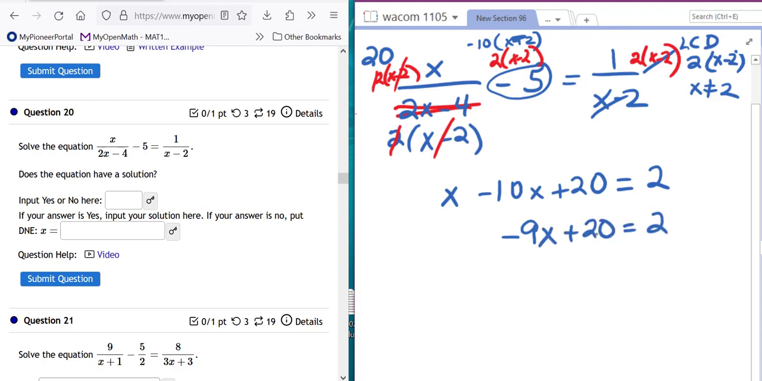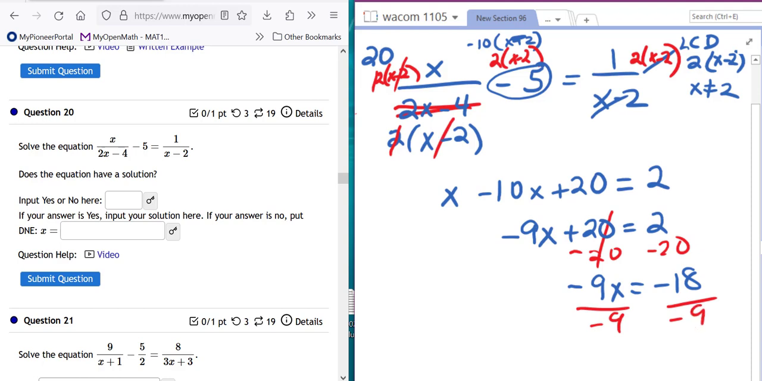Then we should subtract the 20. It's a linear equation, so we just isolate the variable. And we get negative 9x equals negative 18. And you are going to have to divide by negative 9. And we get x equals positive 2.